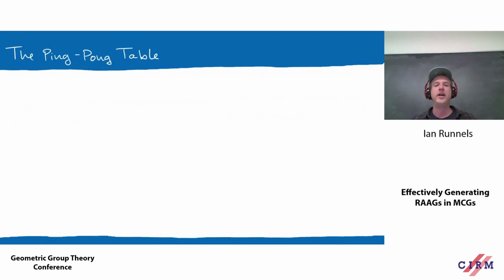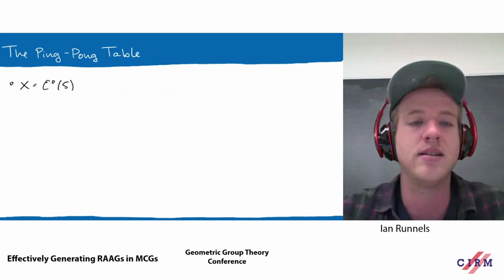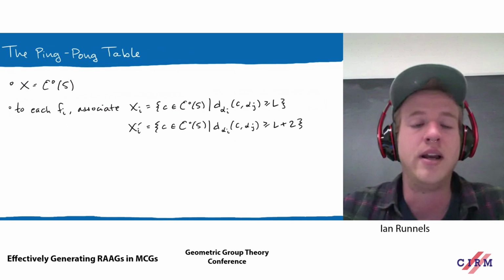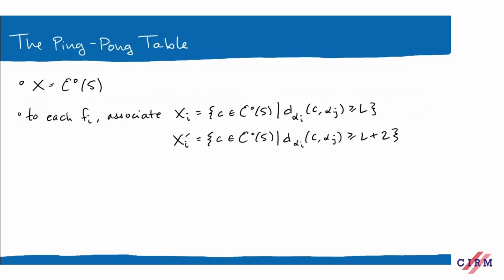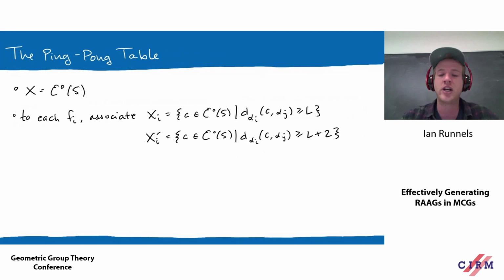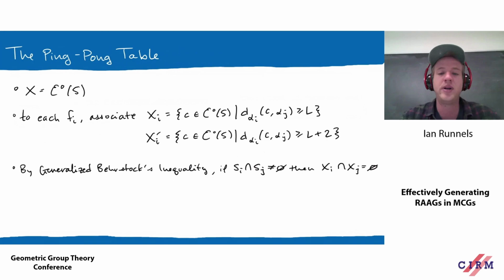Right, so now we can build our ping pong table. We have everything we need. Our set X is going to be the vertices of the curve graph. And for each mapping class, my associated subsets are defined like this. To each Fi, I have some invariant axis, call it alpha i. And I'm looking at all curves which have big projection along that axis relative to all of the other axes under consideration. And then because of this lemma that says that projections are only affected a bounded amount, for my Xi primes, I just bump up the projection distance that I'm looking at. So then by this generalized Behrstock inequality, if I have two overlapping subsurfaces or two nested subsurfaces, then their corresponding sets are disjoint, which is what I wanted for ping pong.